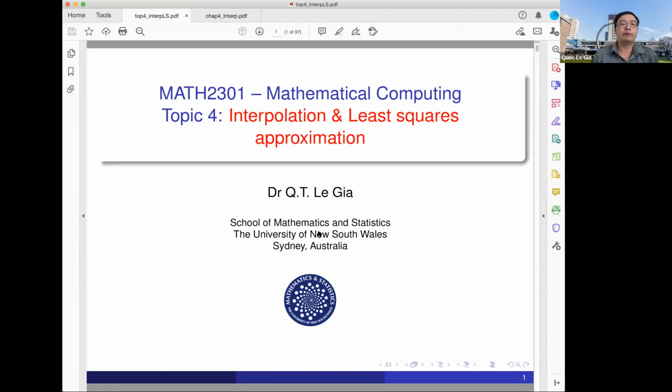So today we move to the new topic, interpolation and least squares approximation. Before I start the topic, let me run a simple program in MATLAB, okay? So now let me share my screen, yeah?